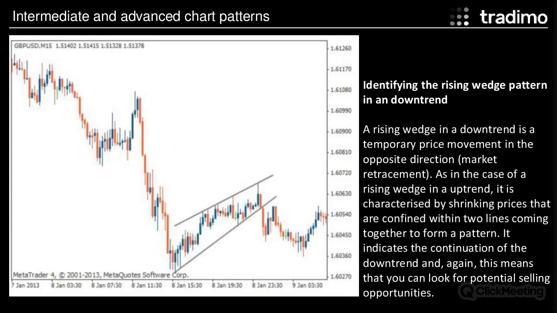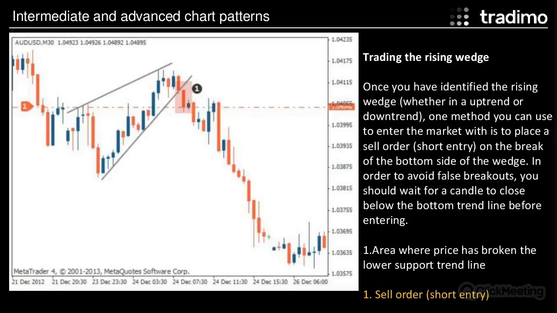So identifying the rising wedge pattern in a downtrend. A rising wedge in a downtrend is a temporary price movement in the opposite direction, a market retracement. As in the case of the rising wedge in an uptrend, it is characterized by shrinking prices that are confined within 2 lines coming together to form a pattern. It indicates the continuation of the downtrend, and again, this means that you can look for potential selling opportunities. Yeah. Good.